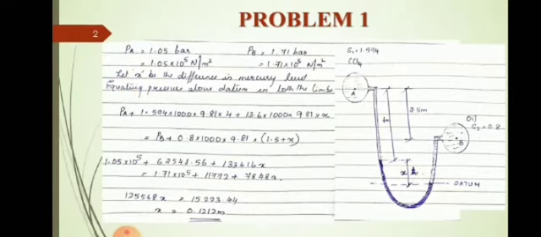So in the question, the pressure inside pipe A is given as 1.05 bar. To convert it into Newton per meter square, you have to multiply it with 10 raised to 5. So PA is 1.05 into 10 raised to 5 Newton per meter square, and PB is 1.71 into 10 raised to 5 Newton per meter square. Let X be the difference in mercury level.